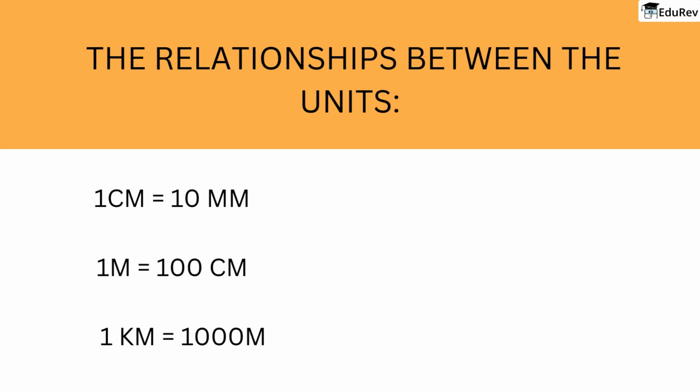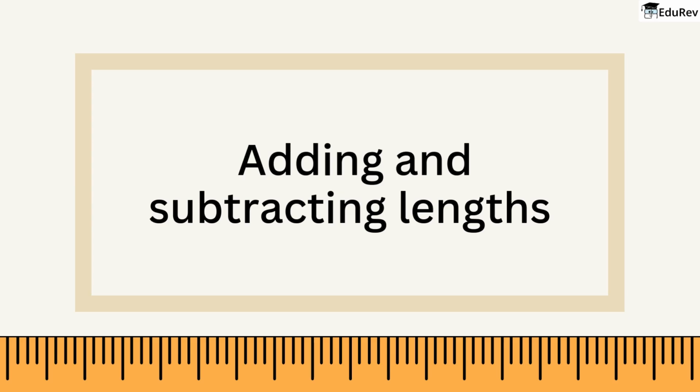Now let's review the relationships between the units. 1 centimeter equals 10 millimeters. 1 meter equals 100 centimeters. 1 kilometer equals 1000 meters. Next, we are going to practice adding and subtracting lengths.